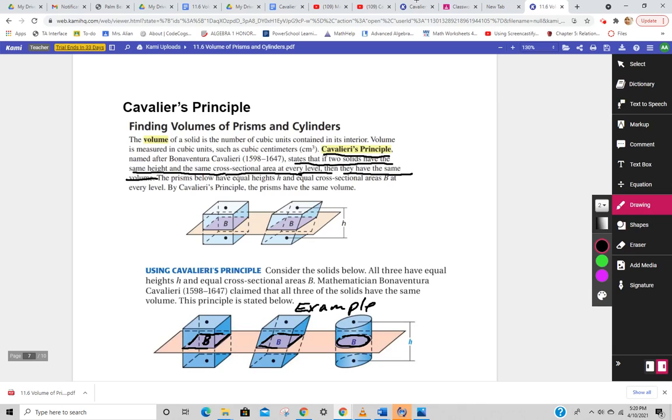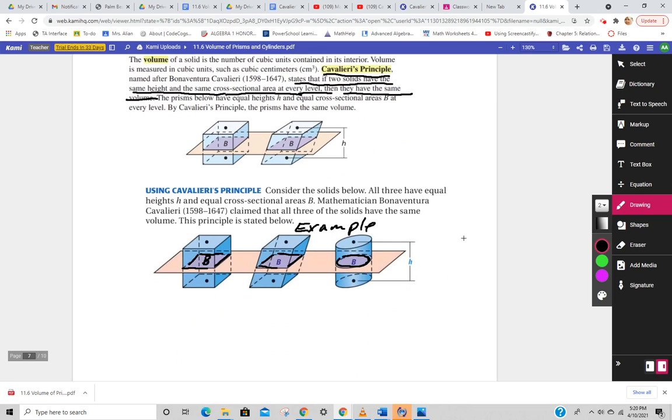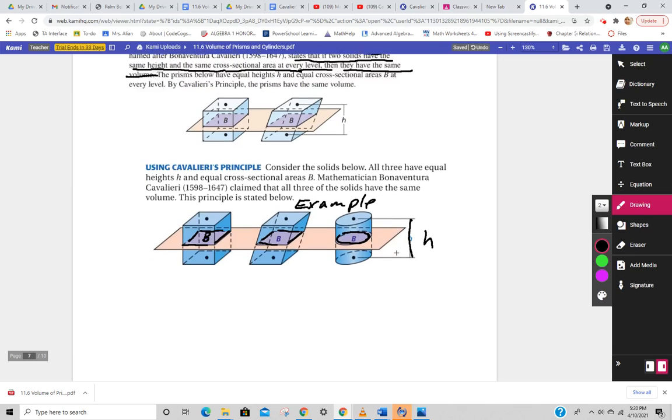So I'll say that again. If we slice these solids in the same exact way at every single level, and every cross section has the same area, then that means these three solids have the same volume. They do have to have the same height. So if they have the same height and they have the same cross-sectional area at each level that we slice through these solids, then these solids have the same volume. That's what this principle says.